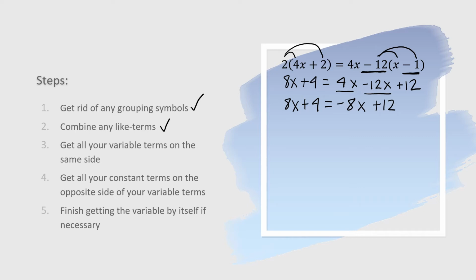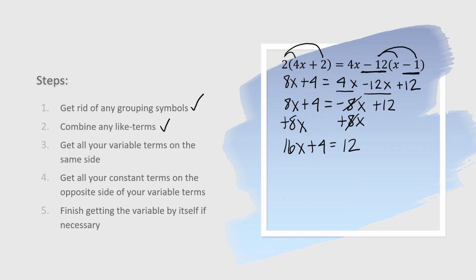Both ways will work. So I'm actually going to move the negative 8x over, so I'm going to add 8x to both sides to get rid of the negative 8x on the right-hand side. This will get us 16x plus 4 equals, again, these will cancel out because that's kind of the goal. We want to get rid of the variable on the right-hand side. We'll leave a 12 on the right-hand side.